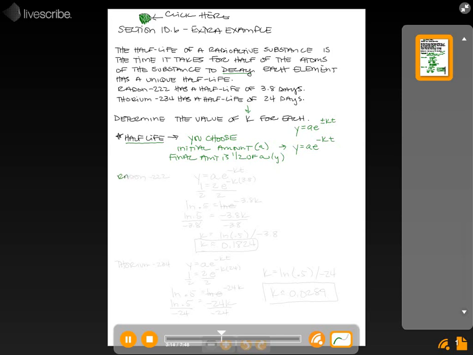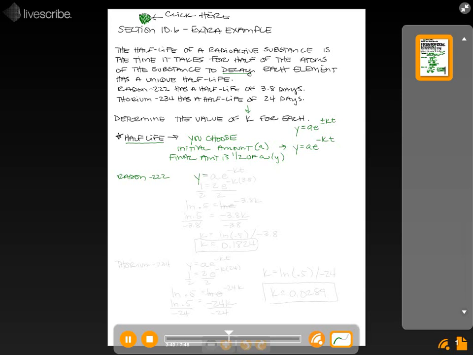Alright, so let's start with radon-222. Now another thing that catches some people is the name 222. They'll take 222 and put that in for their half-life. That's the name of the element. It's a specific type of radon. So 222 has no bearing on the problem at all. It's just the name of what we're talking about, the substance.